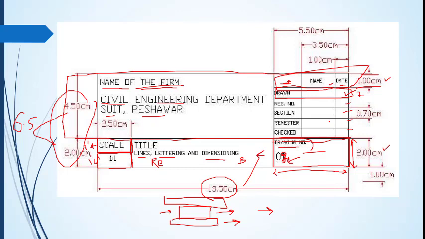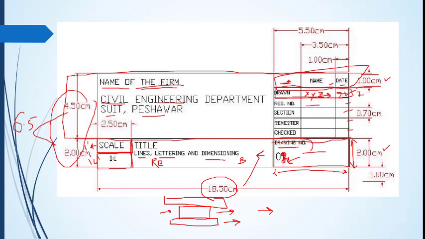In this section you will write drawn by. For example, if someone draws the drawing, I will write here XYZ, the name of the student, and the date, on which date you have completed or any student has completed this drawing. So he will write here, for example, 3rd December 2020.